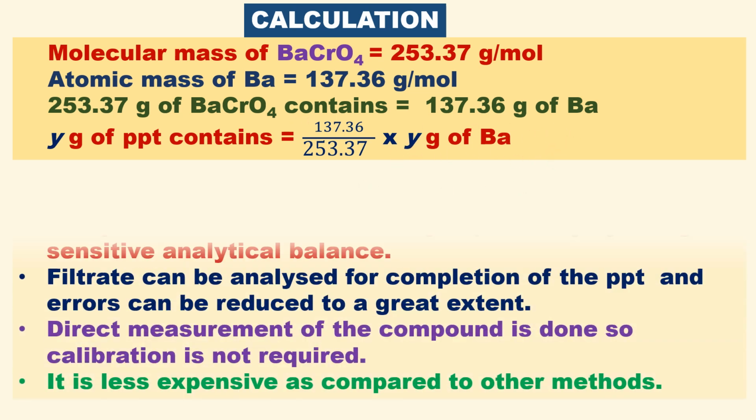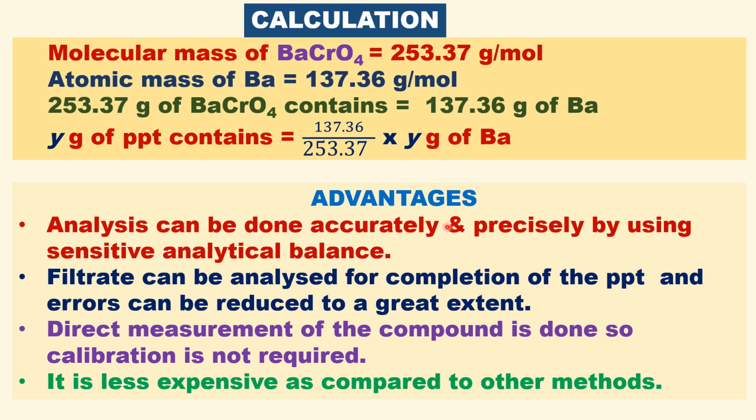Okay, so what are the advantages? What are the key advantages of this gravimetric method? Analysis can be done accurately and precisely by using a sensitive analytical balance. That is a chemical balance, not a physical balance. The balance should be 4-digit accurate.